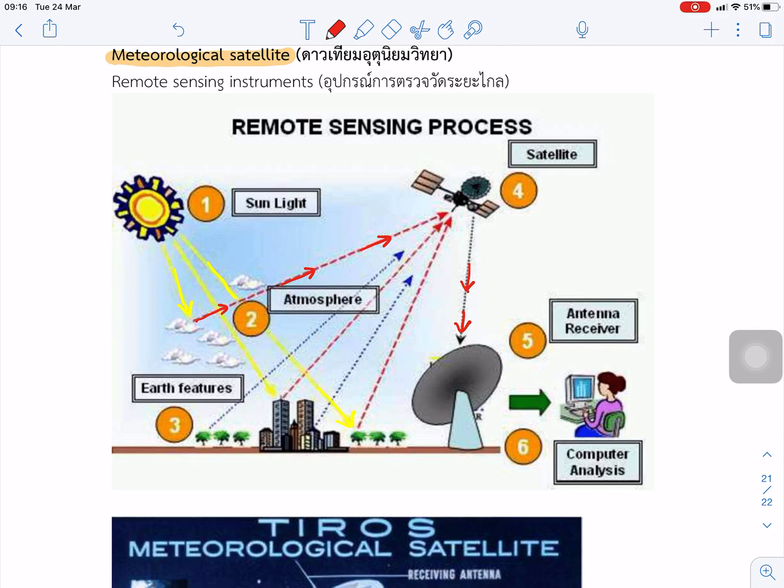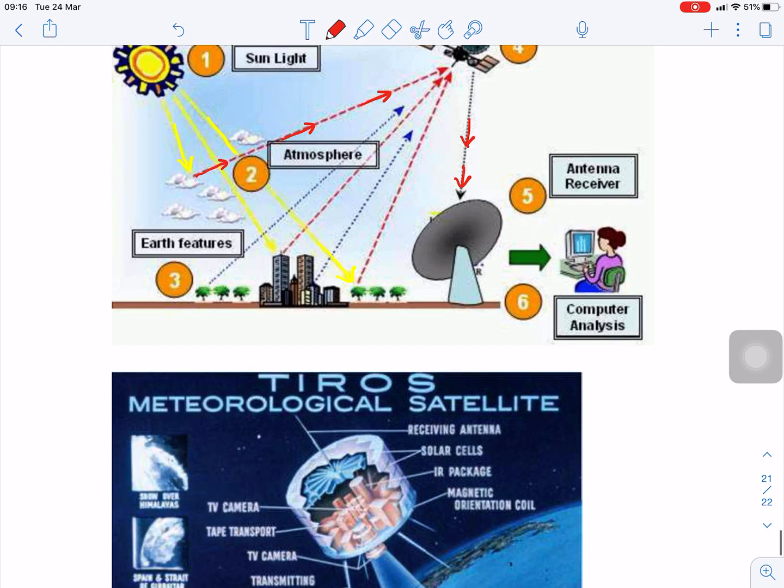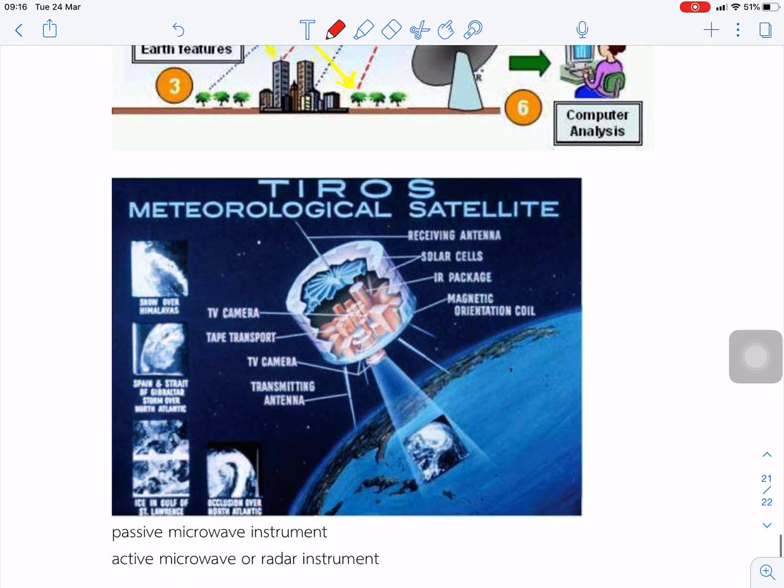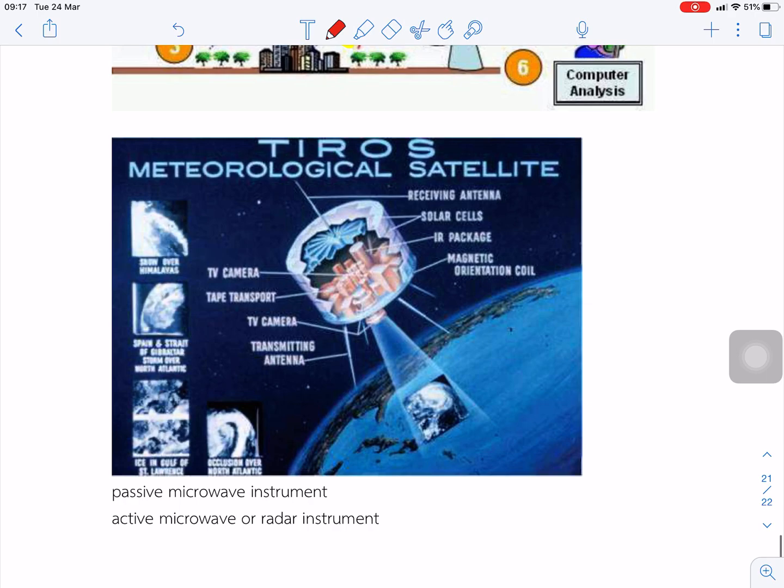Okay. One satellite is called TIROS. This is TIROS, the satellite to measure weather data from the sky. With different kinds of instruments, we can use passive microwave and active microwave or other instruments. Okay.